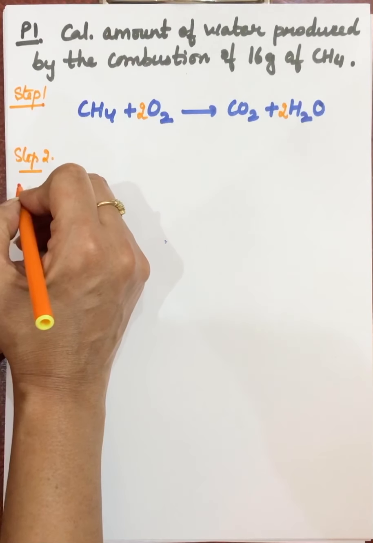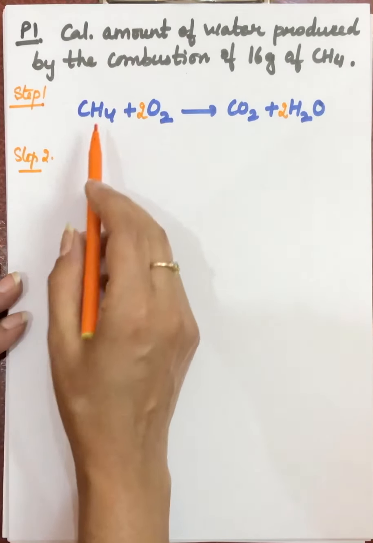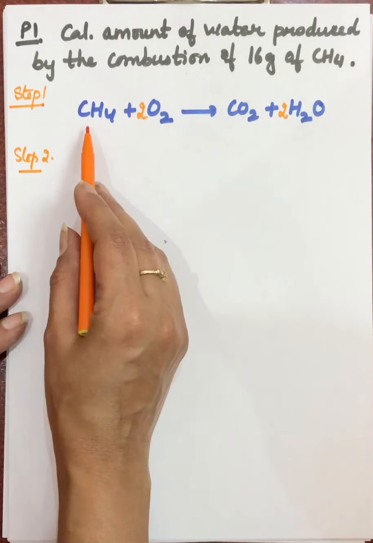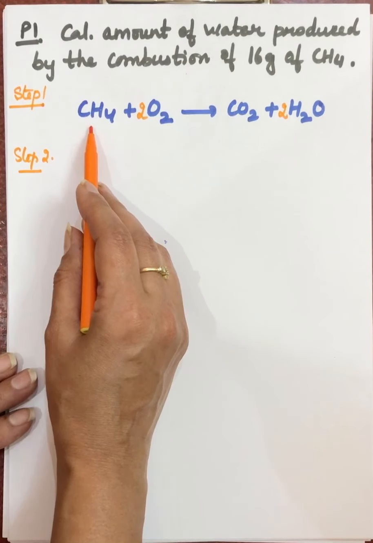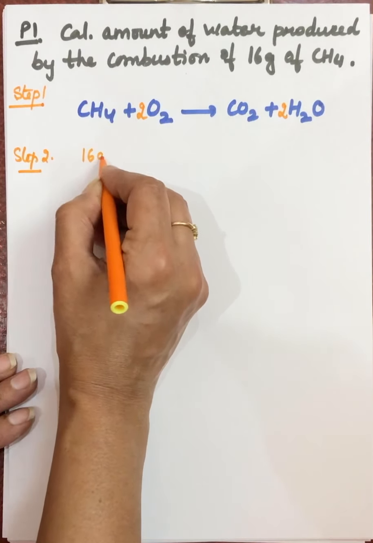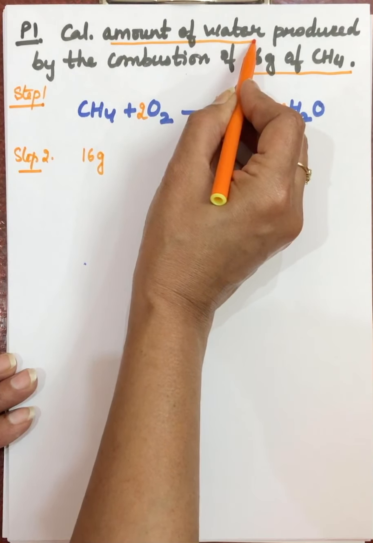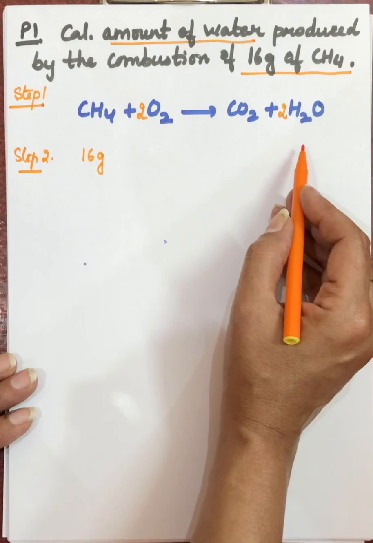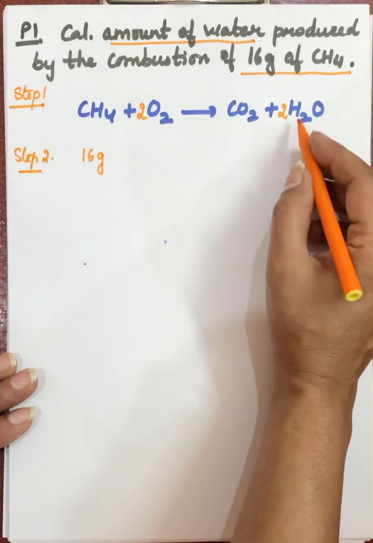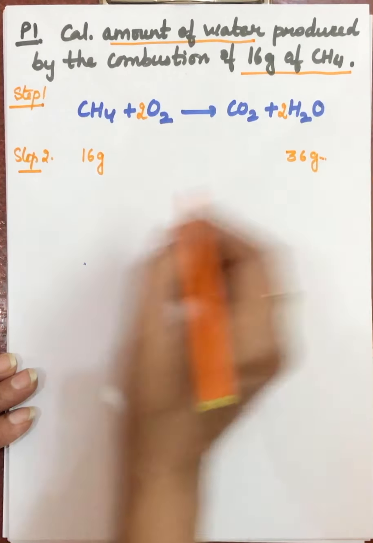Write the relative number of moles or the relative masses. Relative masses means the gram atomic mass or the molecular mass of reactants and products below their formulae. So the relative gram molecular mass of methane you find out 12 plus 4, 16 grams. So under the formula you write these masses. We don't require oxygen because I'm just talking about the methane and the water. So we can write only the masses of methane and water which are required in the question. Water here is 2 into 18, that means it's 36 grams. This is the second step.